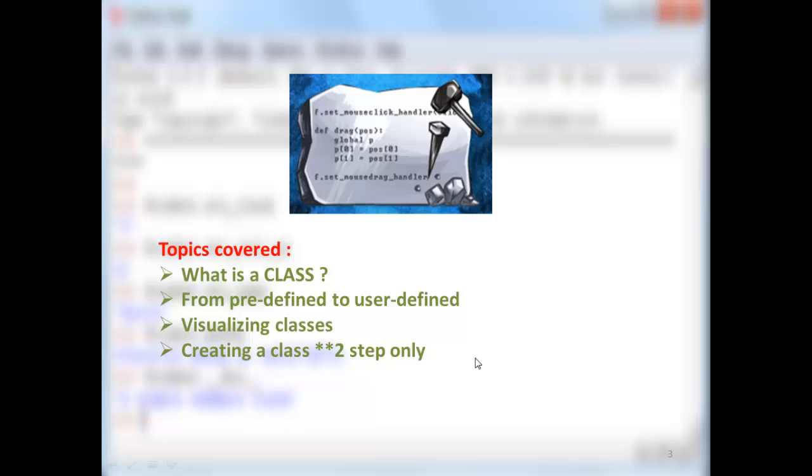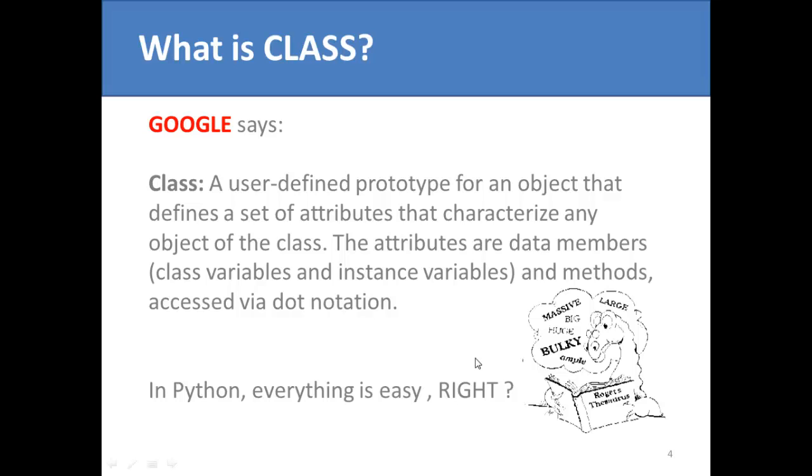Okay, so what is a class? That's a Google definition of it. A user-defined prototype for an object that defines a set of attributes that characterize any object of the class. The attributes are data members, class variables, and instance variables and methods, accessed via dot notation. This is a very complicated definition, but it's by Google.